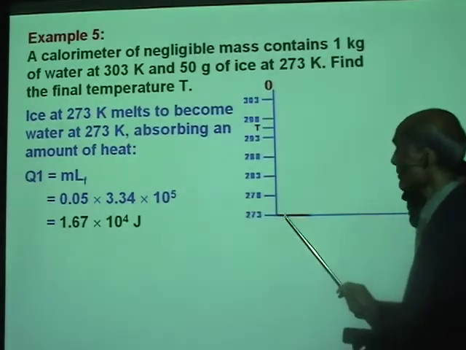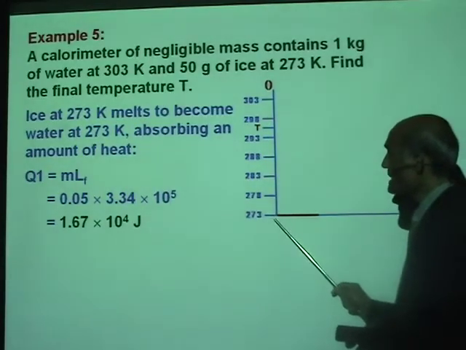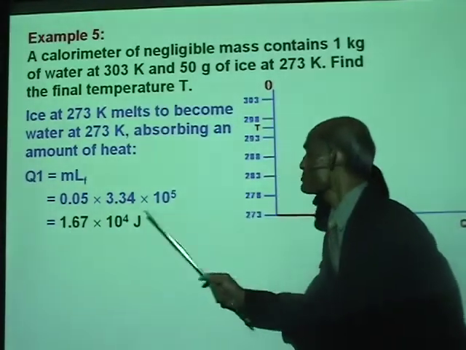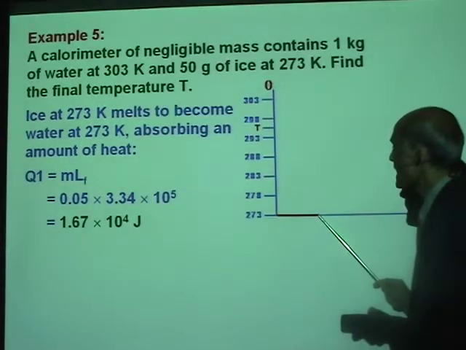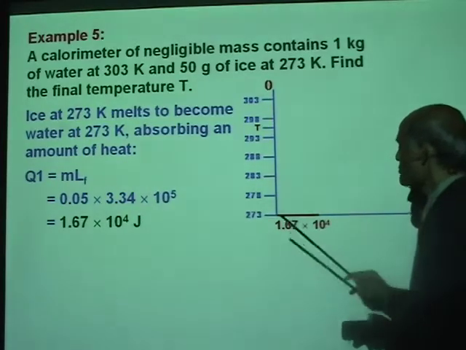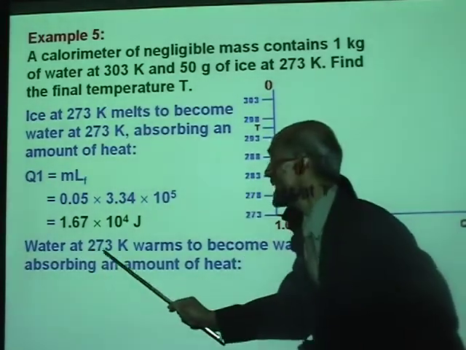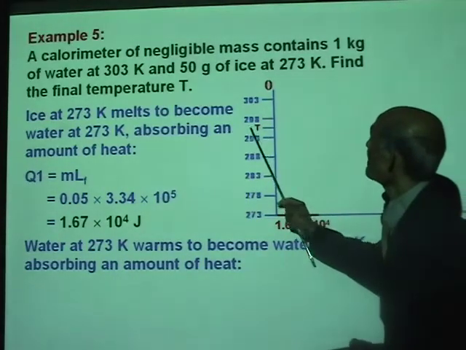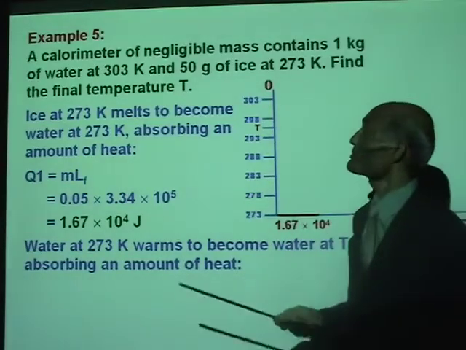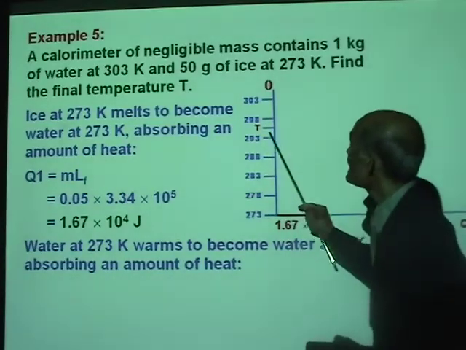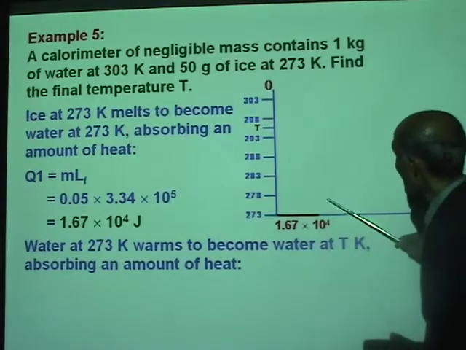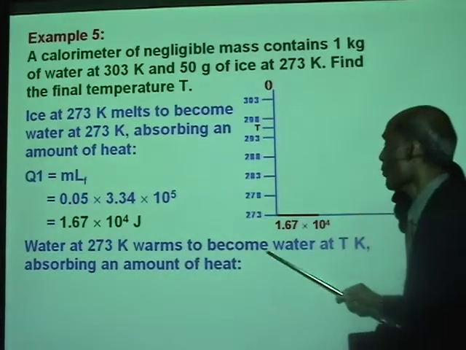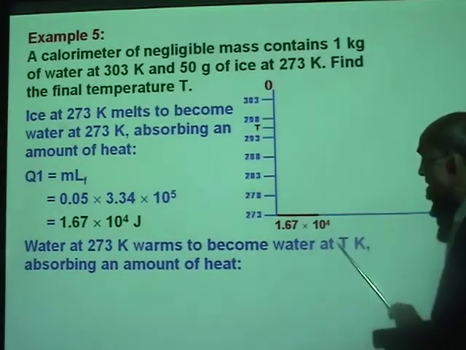And how do I draw this? There you are. Now here is ice at 0 degrees, and after absorbing this much heat, it becomes water at 0 degrees. Now water at 273 is going to warm up. We assume that the common equilibrium or final temperature is T. So this water has to now warm up to T. So water at 273 Kelvin warms to become water at T Kelvin.